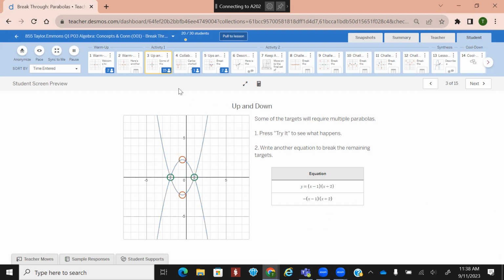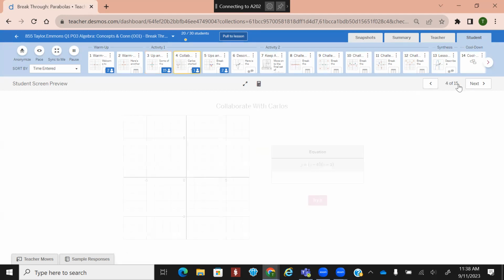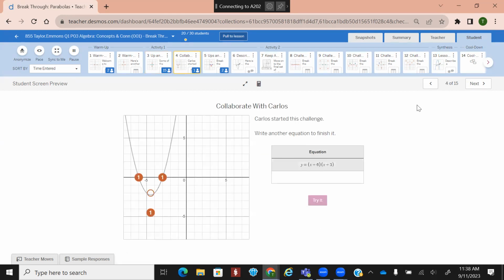Questions on that? All right, on slide 4, collaborate with Carlos. Write another equation to finish this. Go ahead and take a moment, see if you can finish this one.